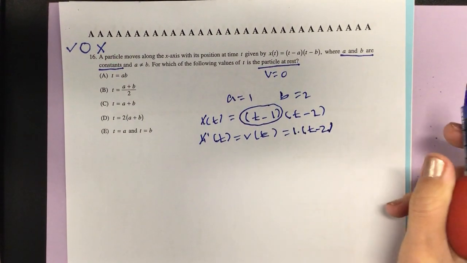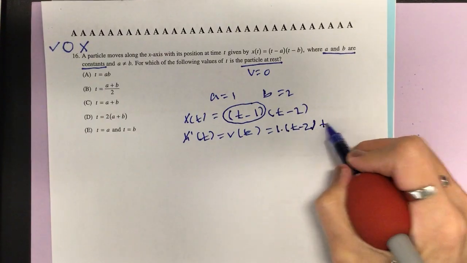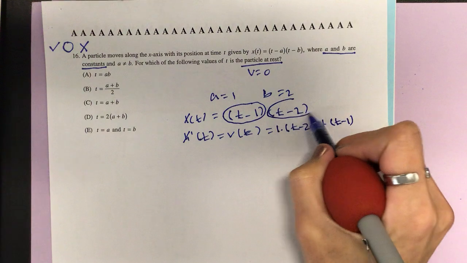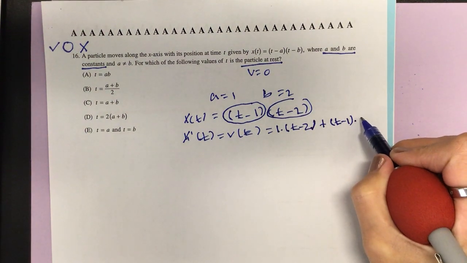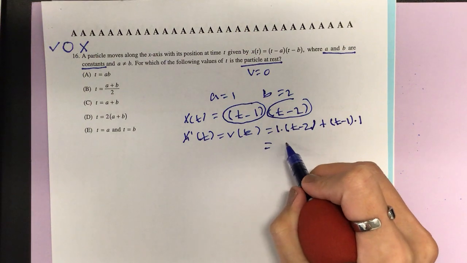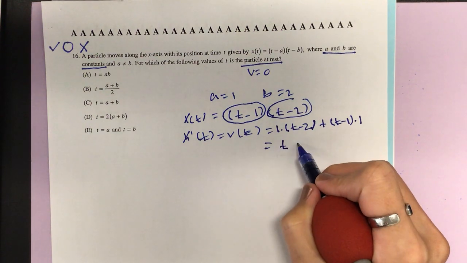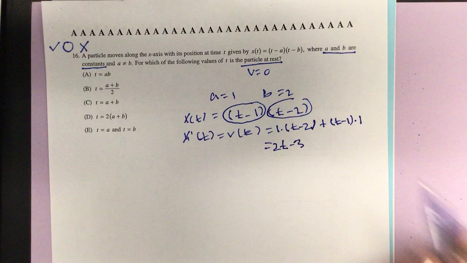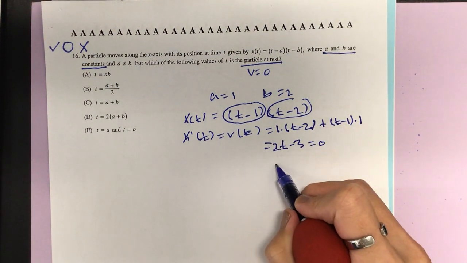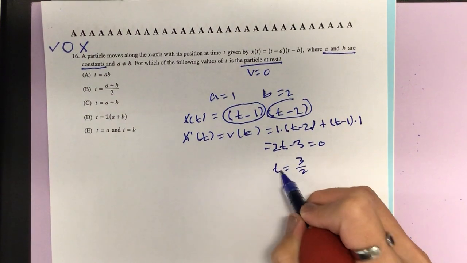What operation separates the product rule? Plus. And then I keep the first one. And when I differentiate the second piece, it's going to be what? 1. It'll be 1. If I further simplify this, that's going to give me 2t − 3. Is everyone okay with that? Now we set this one equal to 0. So when I do, I get t equal to 3/2.